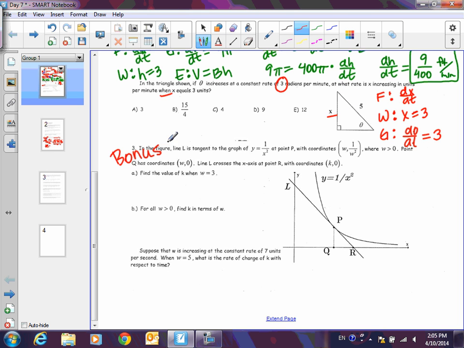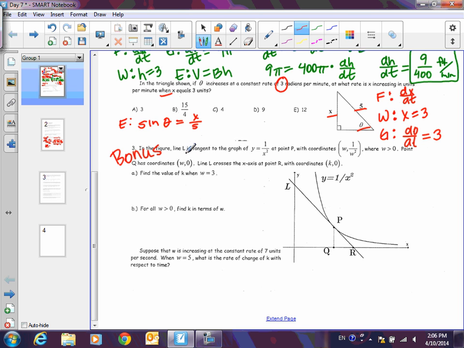All right, so what's our equation? If it's not the Pythagorean theorem, what's our equation? How are you going to write an equation between theta, x, and the hypotenuse? What's the relationship? Sine. So sine of theta is equal to x over 5.